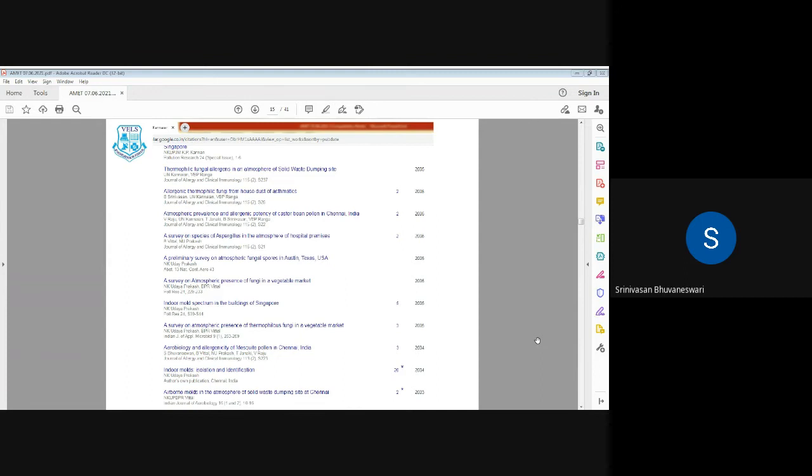You know that my pet area is aerobiology, and as far as my publications are concerned, you can see thermophilic fungal allergens in atmosphere, allergenic thermophilic fungi, atmospheric prevalence, species in the atmosphere, aspergillus in the atmosphere, then atmospheric fungi in Austin, Texas, USA, atmospheric fungi in vegetable market, indoor mold spectrum in Singapore, again atmospheric thermophilic fungi in vegetable market, allergenicity and aerobiology of mesquite pollen, then even a book on indoor molds, airborne molds in the atmosphere. All these papers are speaking about my pet field, aerobiology.